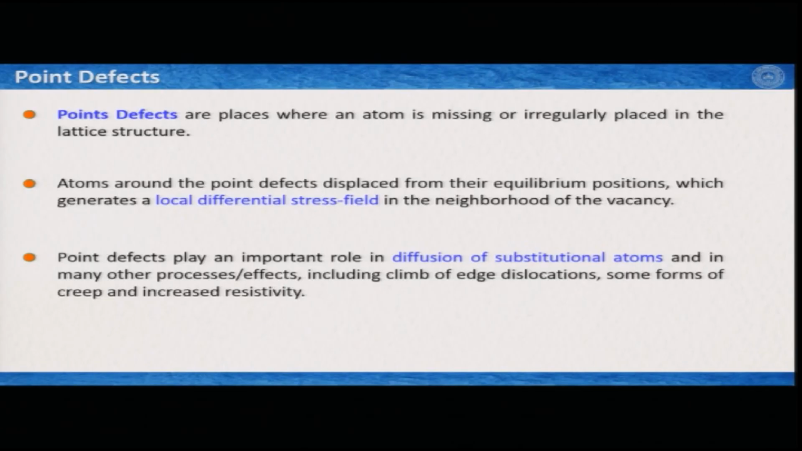Now, what is a point defect? Point defects are places where an atom is missing or irregularly placed within the lattice structure. So, atoms around the point defects are displaced from their equilibrium positions.